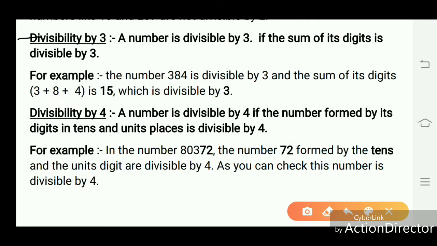Divisibility of 3. A number is divisible by 3 if the sum of its digits is divisible by 3. For example, the number 384 is divisible by 3 and the sum of its digits, 3 plus 8 plus 4, is 15. 3 plus 8 is 11 and plus 4 is 15, which is divisible by 3 because 3 fives are 15. So the number 384 is divisible by 3.